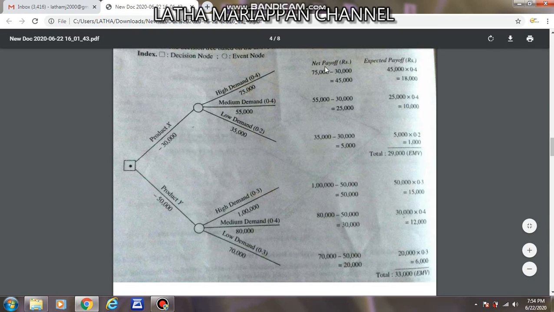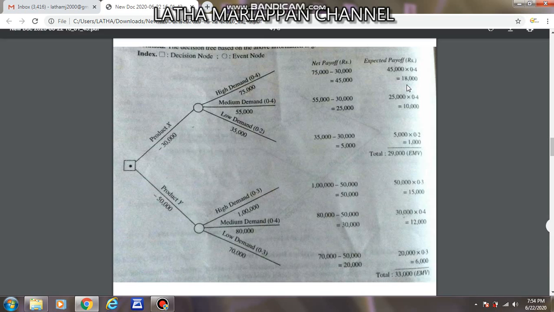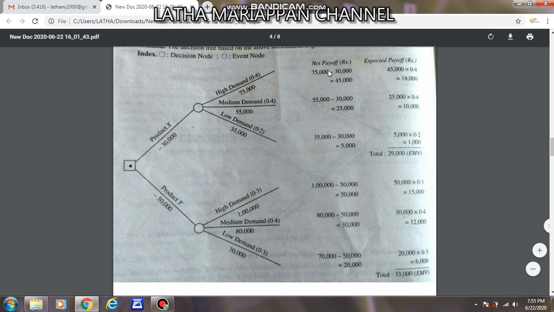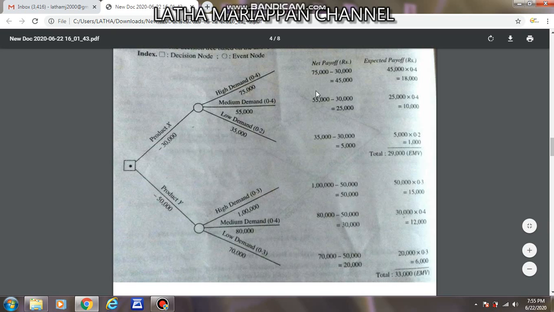Okay, so now we have to write down net payoff and expected payoff. Okay, so say net payoff for high demand is 75,000 you will get. So if you subtract your investment amount, how much you will get, 45,000, that you have to multiply with your probability. So this is your expected payoff. Okay, if your product X goes in high demand, you will get approximately 18,000 rupees. This is called expected payoff. So we found for high demand, then you find for medium demand and low demand.